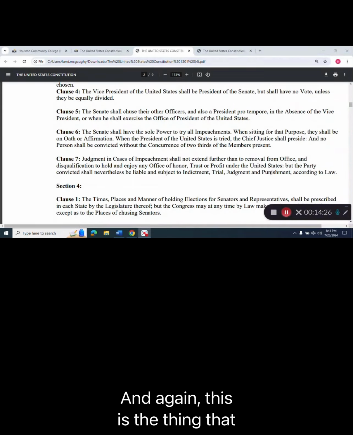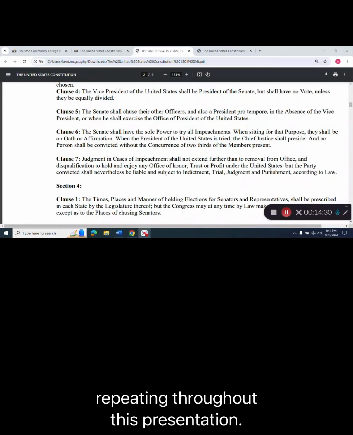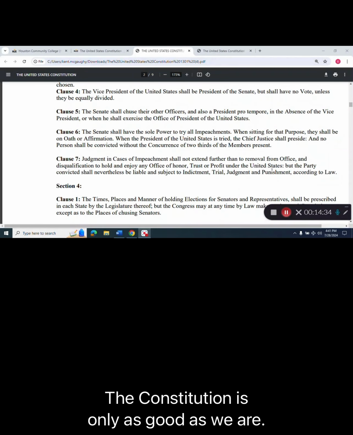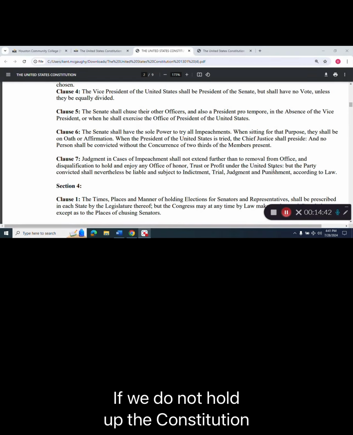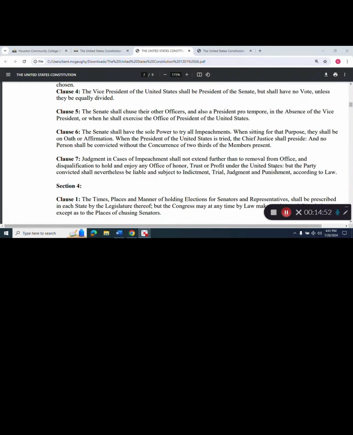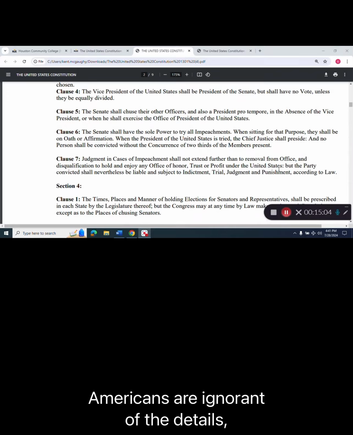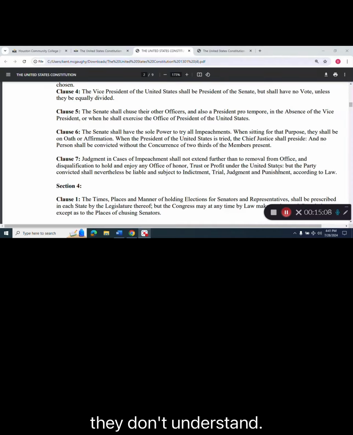And again, this is the thing that I will be reminding you of and repeating throughout this presentation. The Constitution is only as good as we are. If we do not hold up the Constitution as it is meant to be held up, then the Constitution is not very good. Because we're not being good. And the problem is, because so many Americans are ignorant of the details, they don't understand. They may not even care.